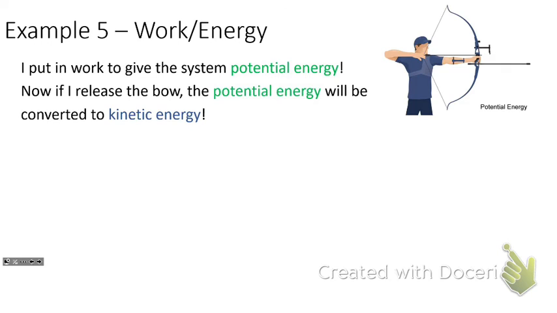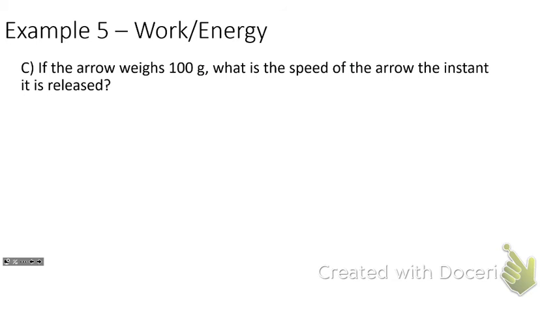Just to summarize what we just talked about: I put in work to give the system potential energy. If I release the bow, the potential energy will be converted to kinetic energy. Just like with this thing, if I lift it up, it has potential energy. As I let it go, that potential energy is being converted to kinetic energy. Same thing here with the bow. If we know that the arrow weighs 100 grams, the instant it is released, it has 2.5 joules of kinetic energy. The mass is 100 grams.